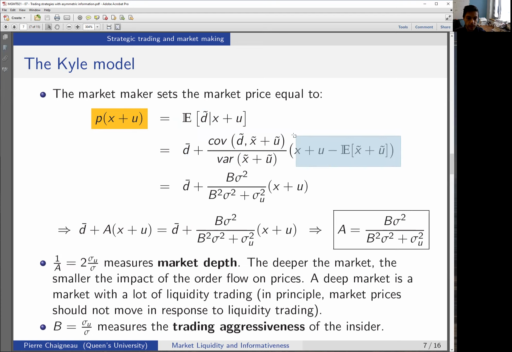So what is the surprise term? The surprise term is going to be equal to the observed order flow, so that's x plus u, this is the realized order flow, minus what you expected the order flow to be on average. And this is the expectation of the order flow. And so how is this surprise term going to affect beliefs of the market maker? It's going to depend on this beta term that we have here.